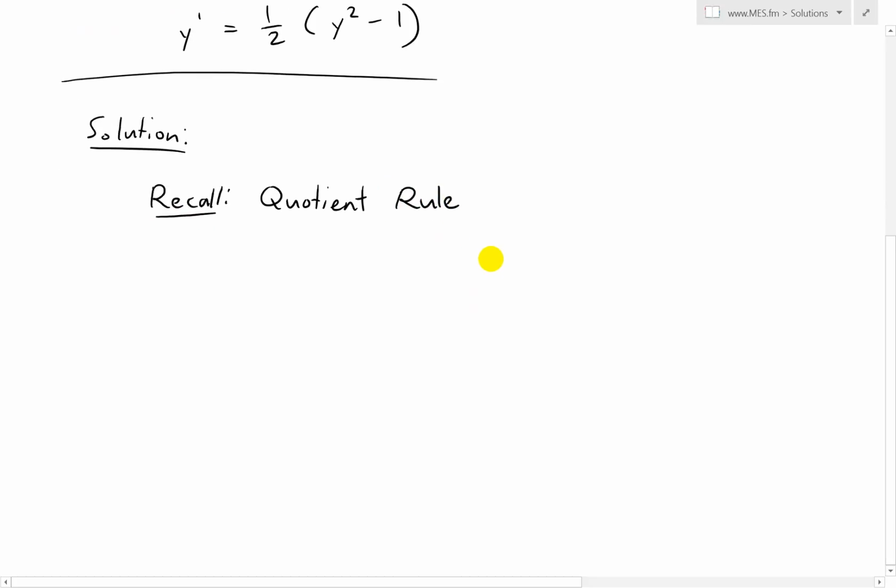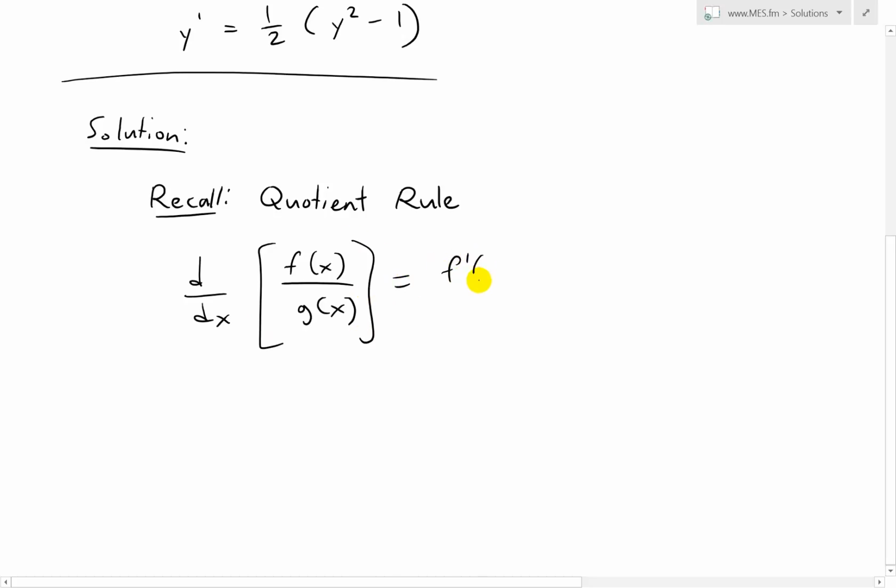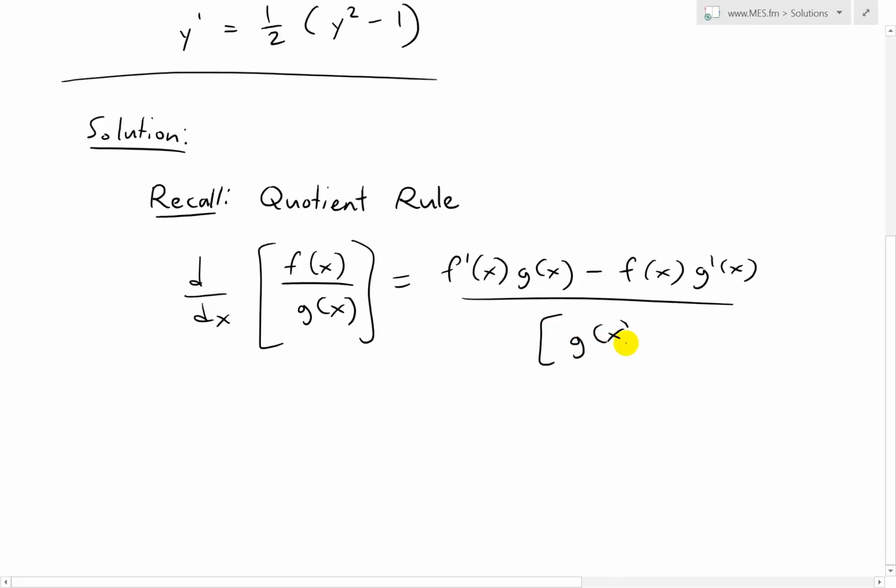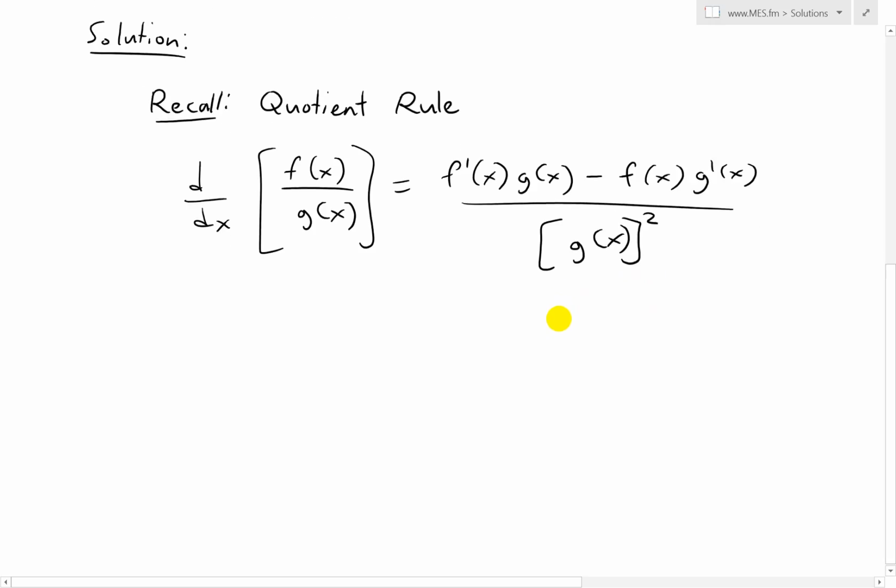The quotient rule: the derivative d over dx of two functions f of x over g of x equals f prime of x times g of x minus f of x times g prime of x, the derivative of g of x, all divided by g of x squared. So that's the quotient rule.